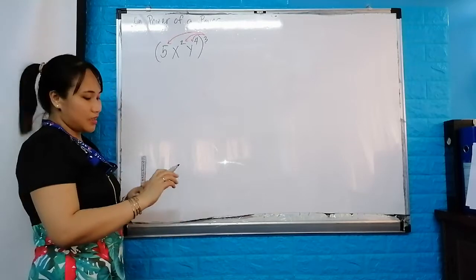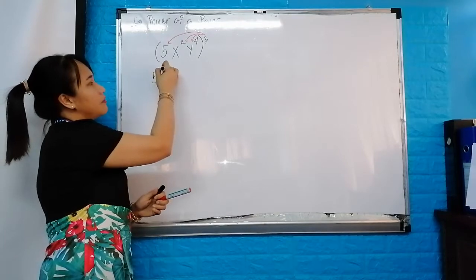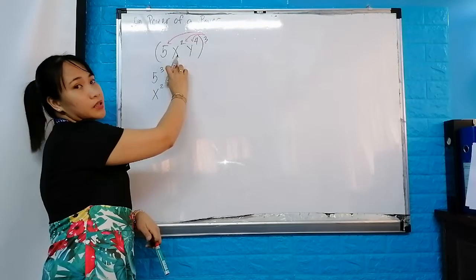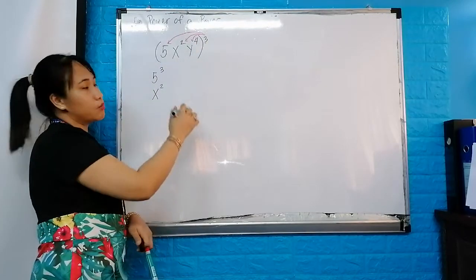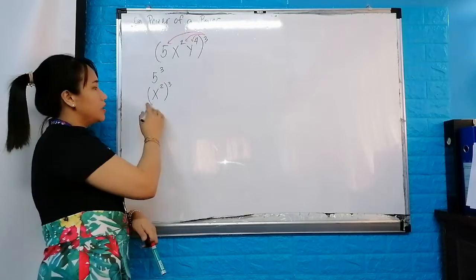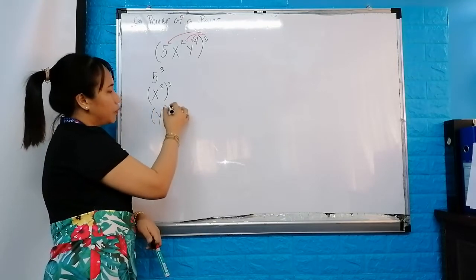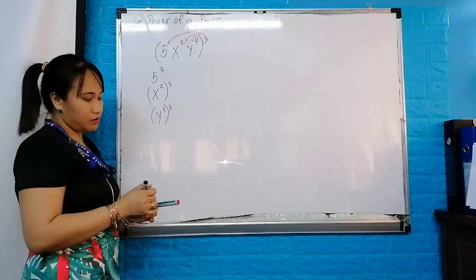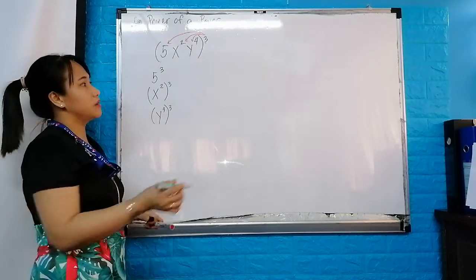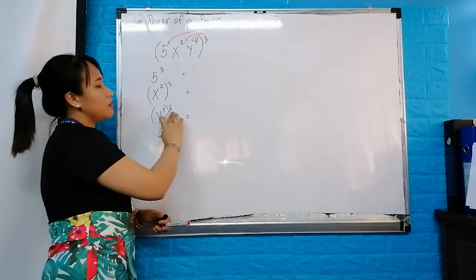So what you have now is 5 cubed, and x squared, but you need to distribute your cube there, so it's going to be like this. And then the other one is your variable y to the fourth power, and you perform the power outside. So how are you going to get the answer?